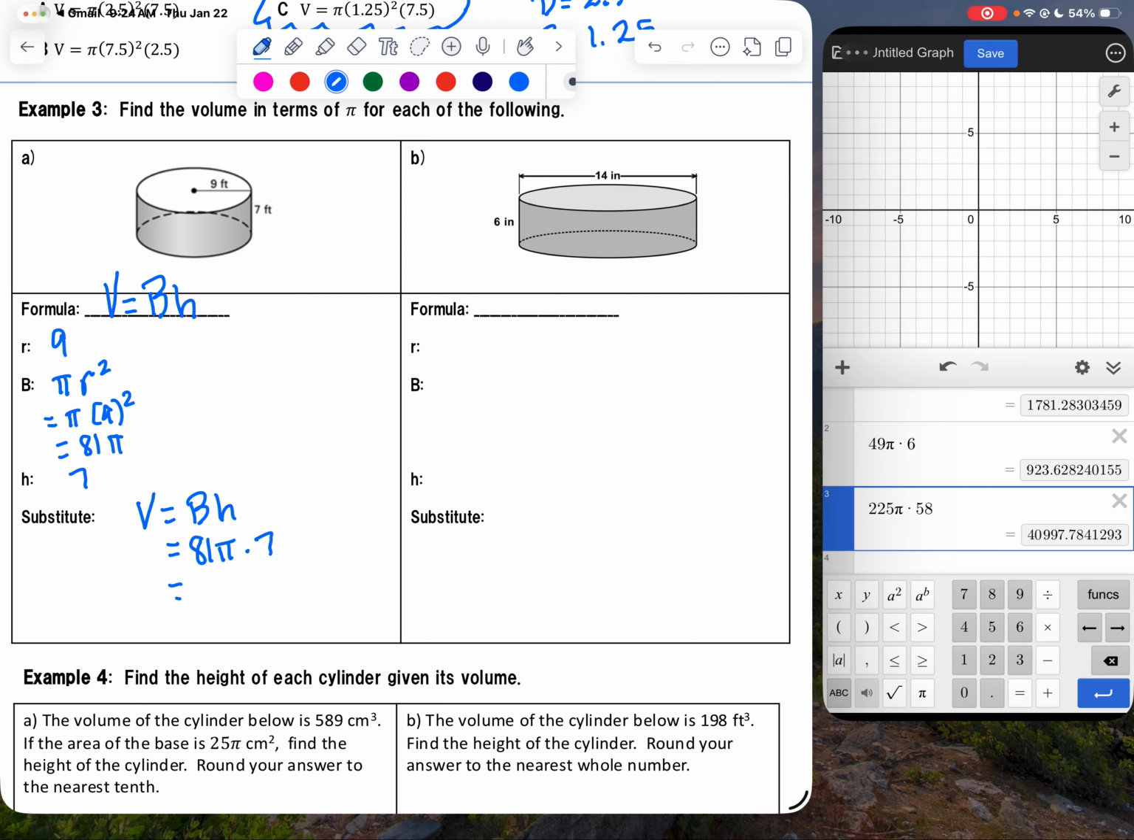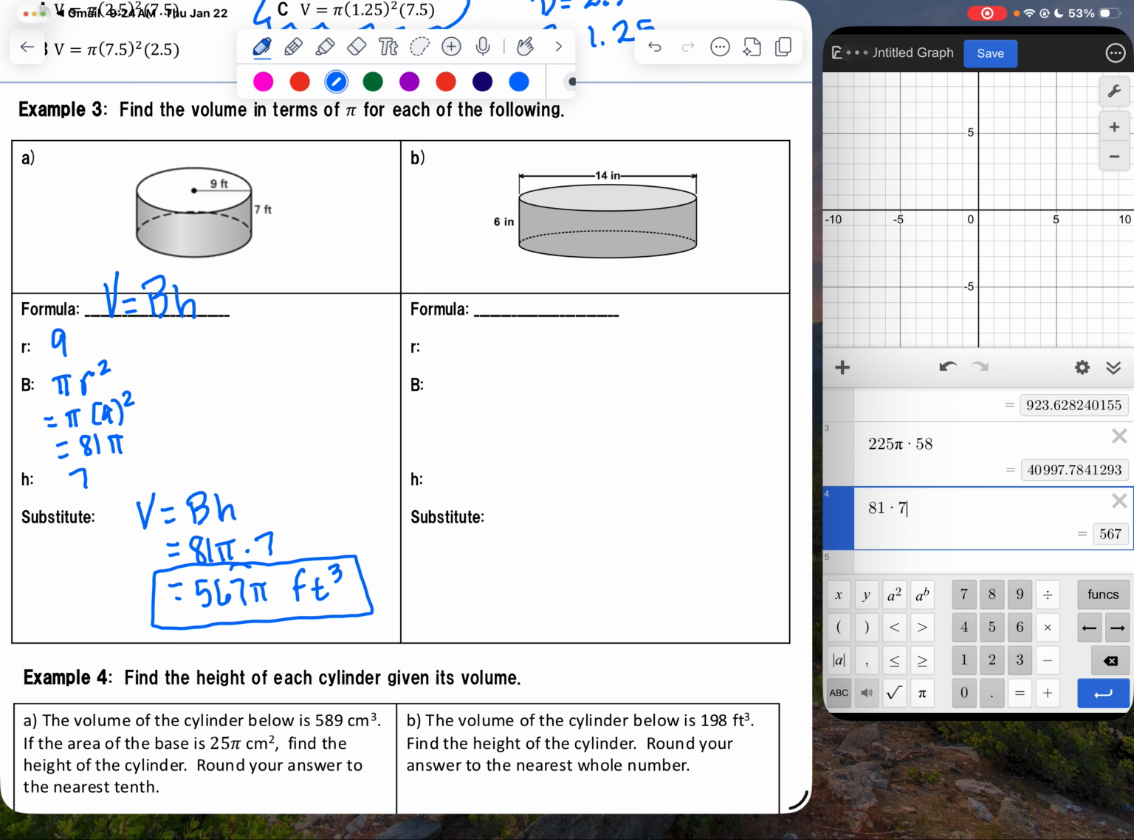Now, here's where it's different from the problems we did before. This time in your calculator, you're not going to use the pi button. You're just going to type 81 times 7, which would be 567 pi, and our units are cubic feet. So in other words, they do not want you to get a decimal approximation. This is what we consider to be an exact answer, 567 pi cubic feet.